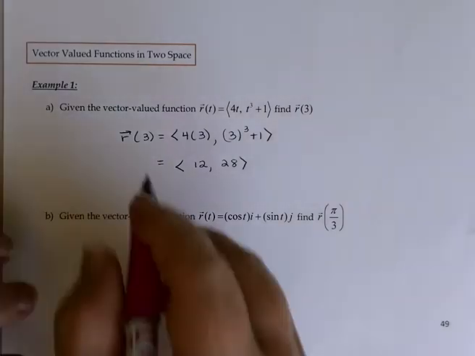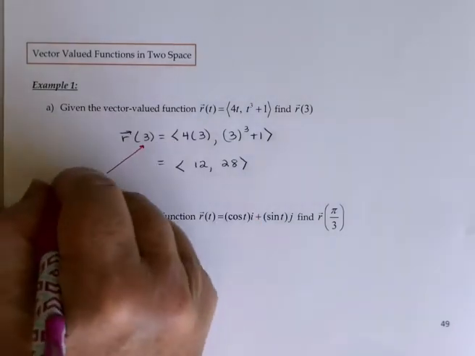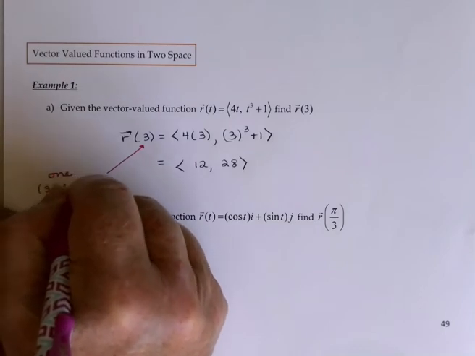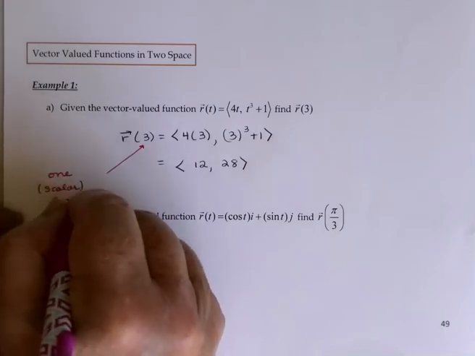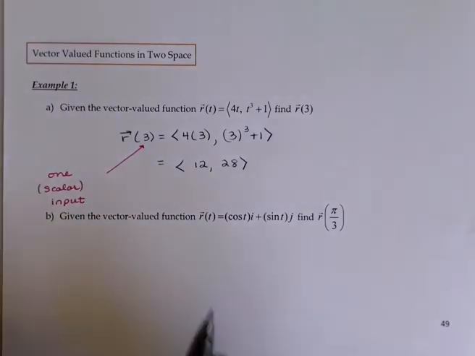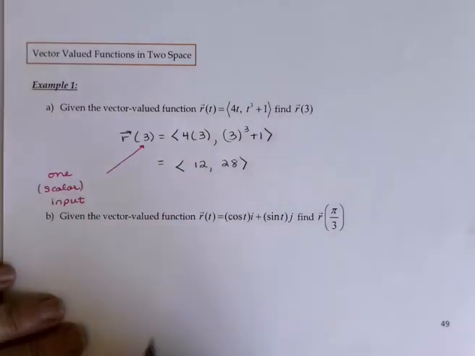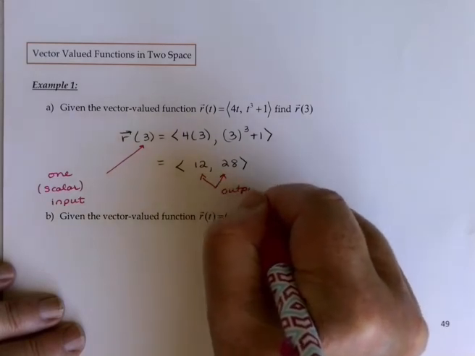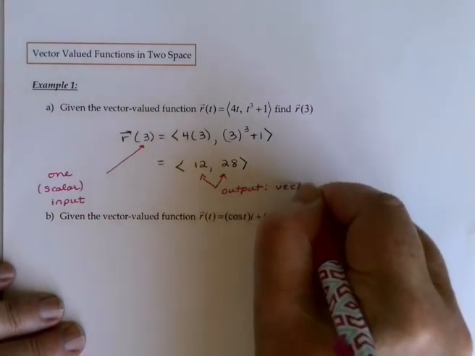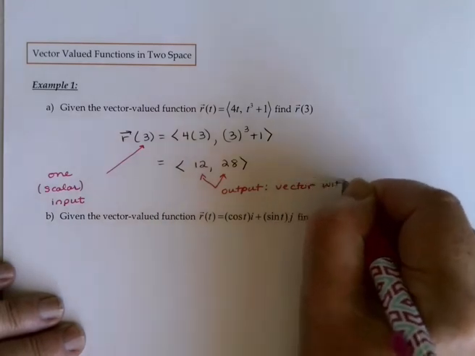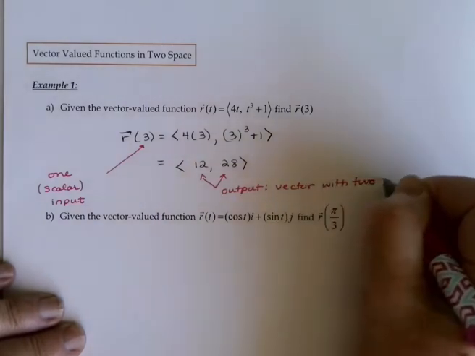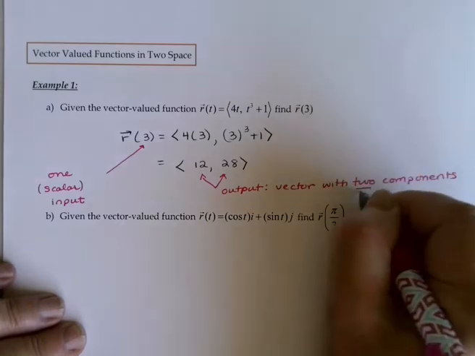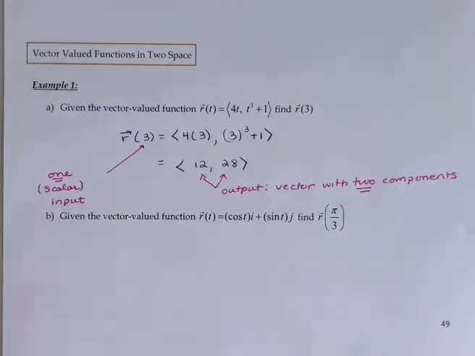So again, just to emphasize, we have one scalar input, and our output is a vector with 2 components. So one input, a 2-dimensional output.